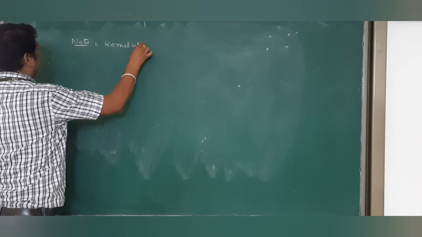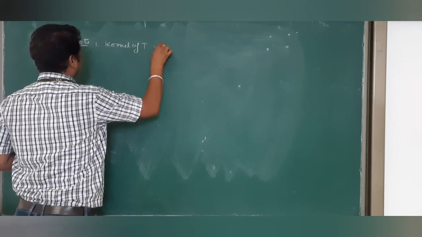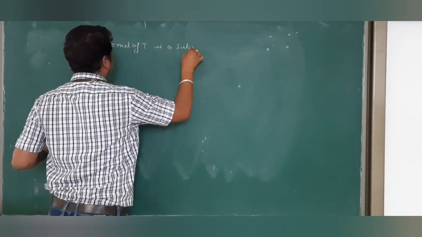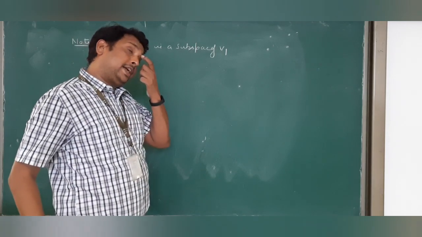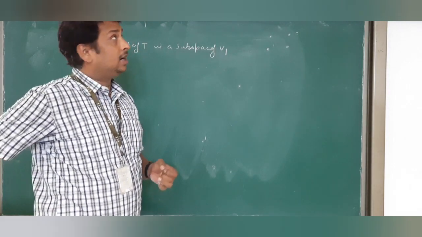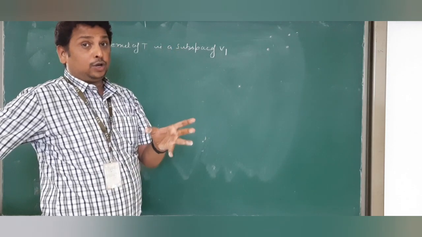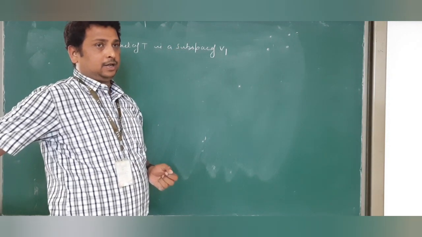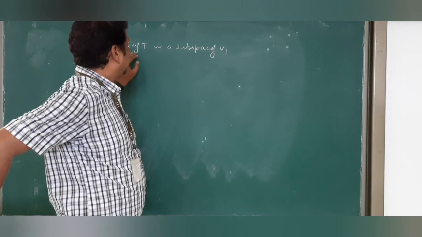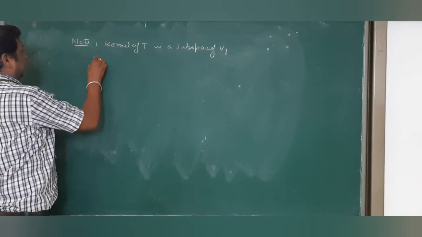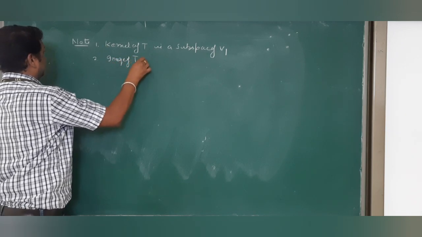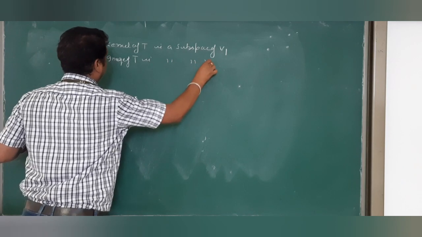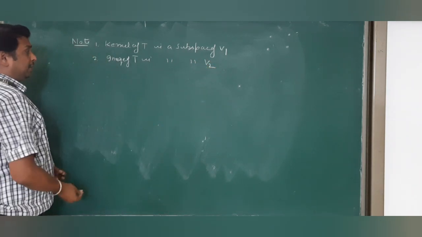First, kernel of T is a subspace of V1. Why V1? Because it contains elements of V1 only. Kernel is those elements of V1 whose image is identity. So elements of V1 only it contains, so that's why kernel is a subspace of V1. Second, image of T is a subspace of V2 only, because it contains elements of V2.